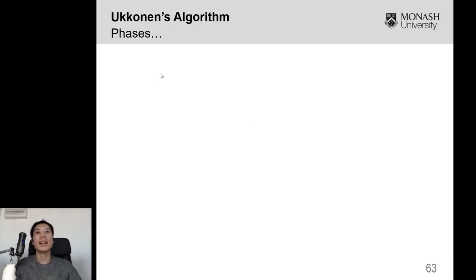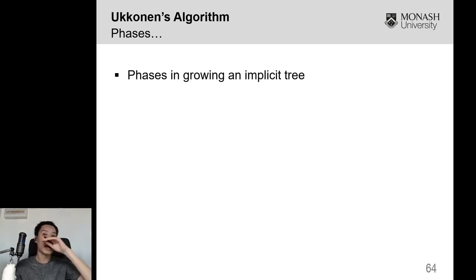Ukkonen, before I explain about all of the 3 rules and the 4 streets, I want to explain about phases. Because when you implement it, you're going to implement it based on phases. Your most outer loop, you're looping through the phase. For a string of n characters, you're going to have n number of phases, or more specifically n plus 1 if you count the first empty phase.